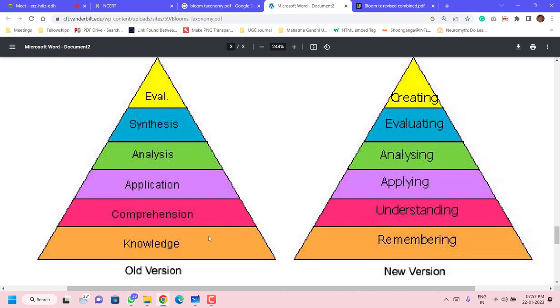So when we see the old version of the subdomains in the cognitive domain, this is the cognitive domain. For the psychomotor domain there are also subdomains, and for the affective domain there are subdomains too. Here I will show the cognitive part so that you understand how it works. The handouts which I have given already have the psychomotor and the affective domains. You go through that, and if you have a question, you ask. Okay.